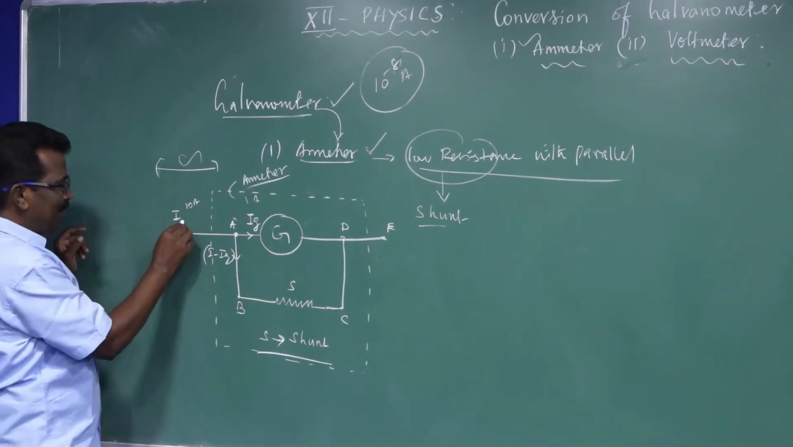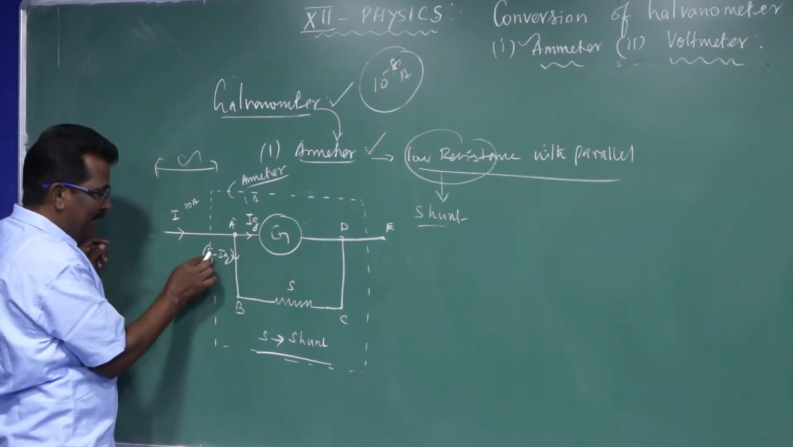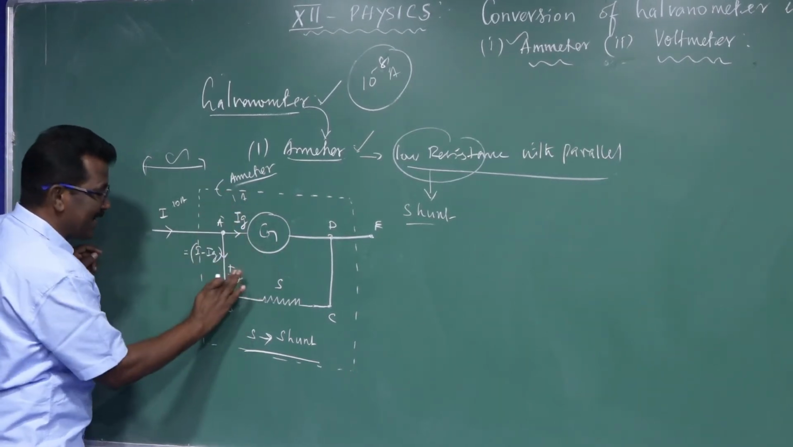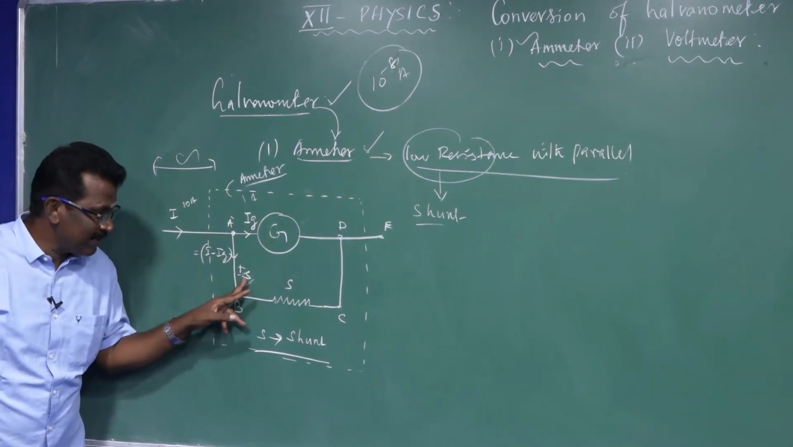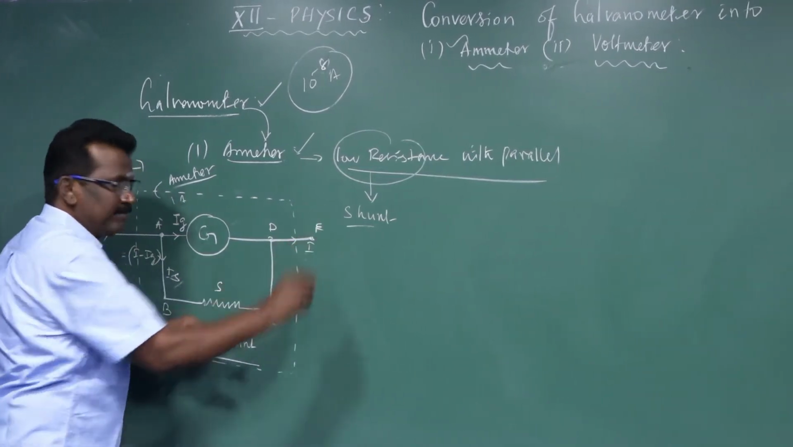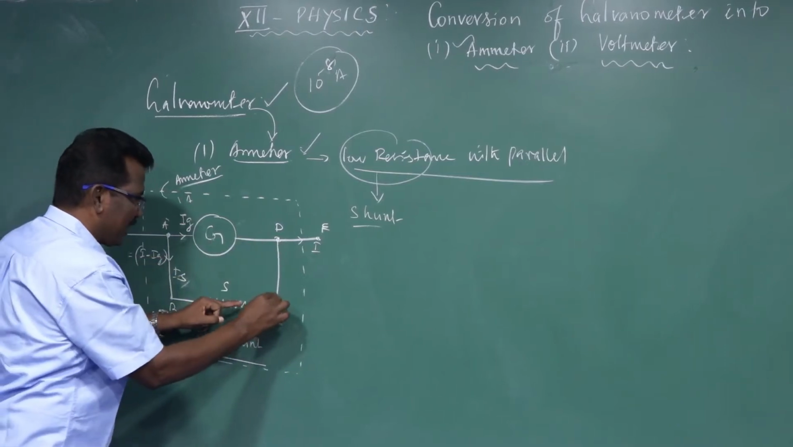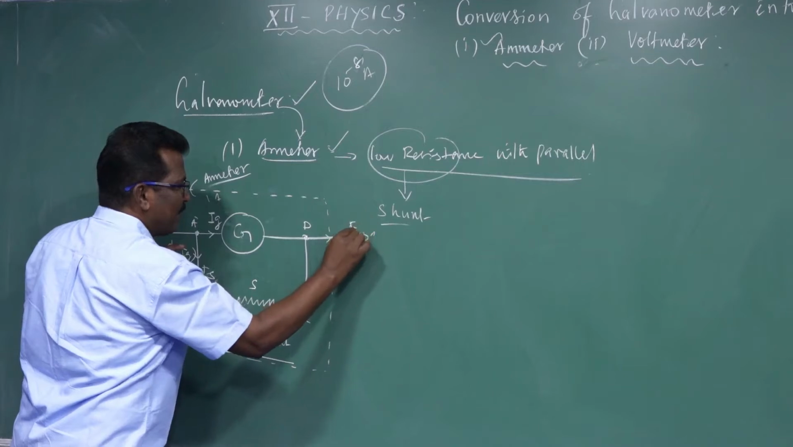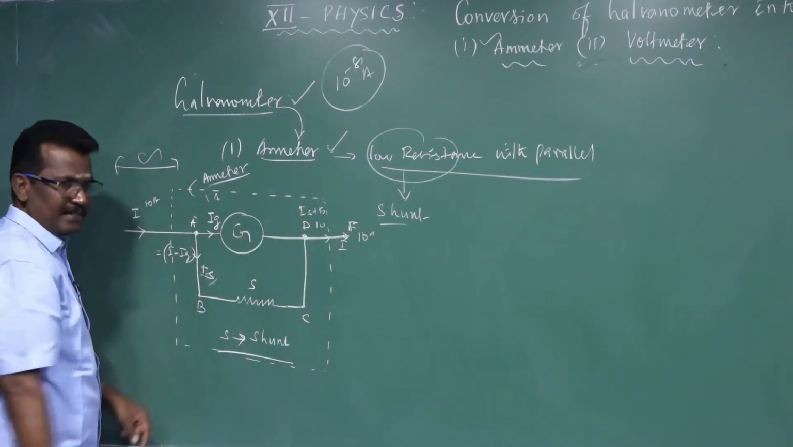The current I flowing through the galvanometer at the junction is divided into two parts. Ig is the current flowing through the galvanometer, and the remaining current, I minus Ig, flows through the shunt. Sorry, that is called IS, not Ig. Ig represents the current flowing through the galvanometer, and IS represents the current flowing through the shunt. Now Ig plus IS becomes I. The same 10 ampere can be taken across at the point F. So IS plus Ig at this junction.